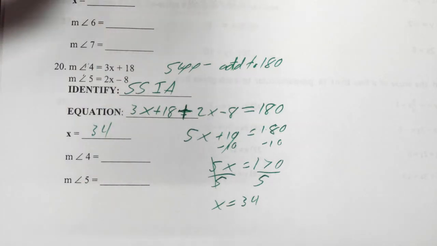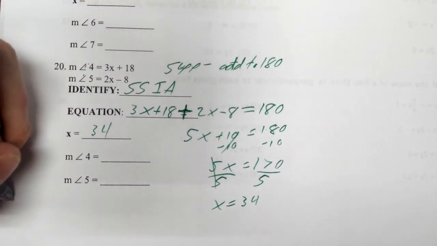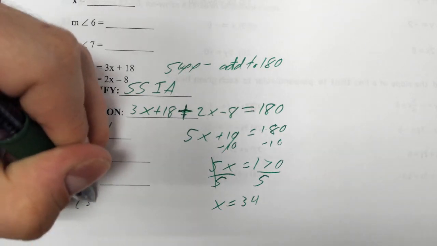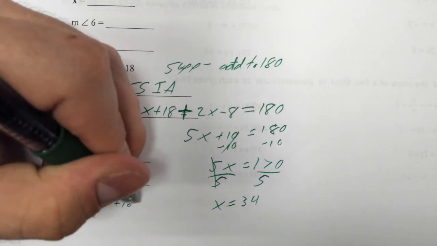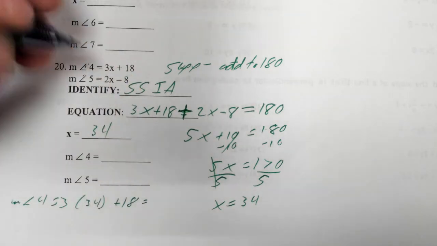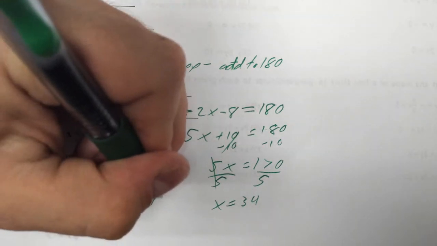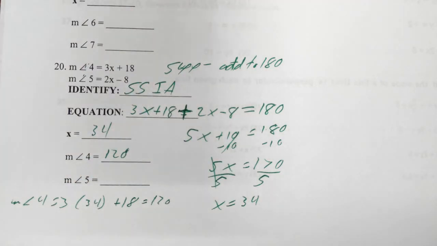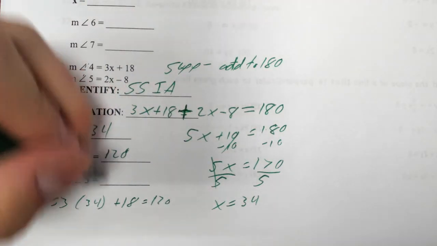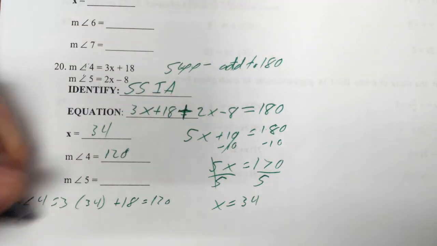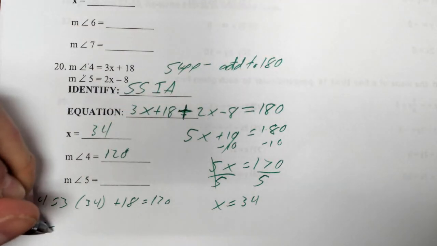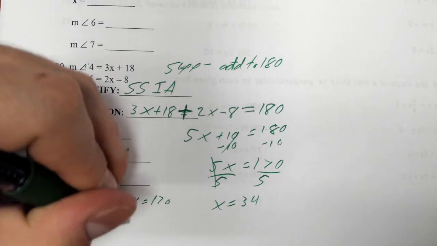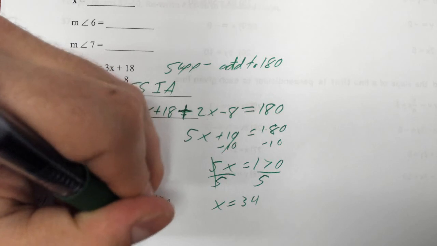Now, to get angles 4 and 5, we're just going to plug it into the original expression. Measure of angle 4 equals 3 times 34 plus 18. And to get this, you can just use a calculator. That's fine with me. We end up getting 120 degrees for that angle. And then for angle 5, they're not the same here. They added up to 180. Measure of angle 5 equals 2 times 34 minus 8, which gives us 60 degrees.